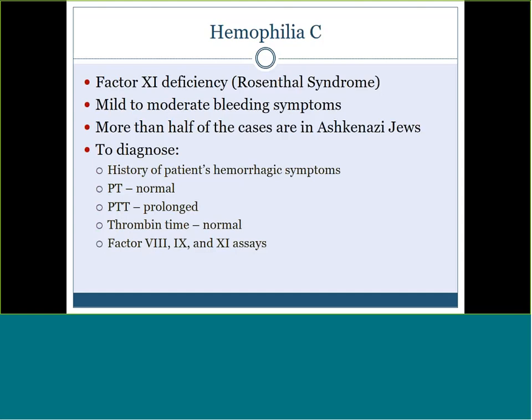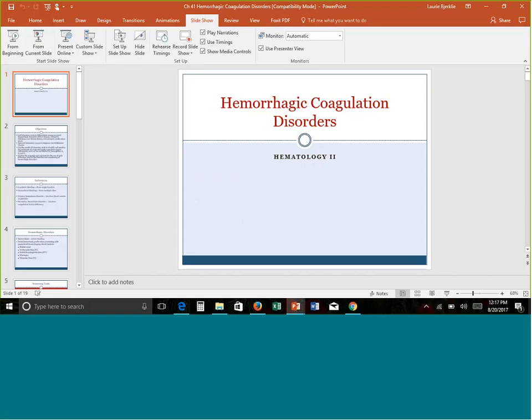So again, factor XI is only found in the intrinsic pathway, so it's just affecting the PTT test. And if you were to measure the level of factor XI, it would be low. Same type of symptoms and stuff otherwise. So that is your hemorrhagic coag disorders.